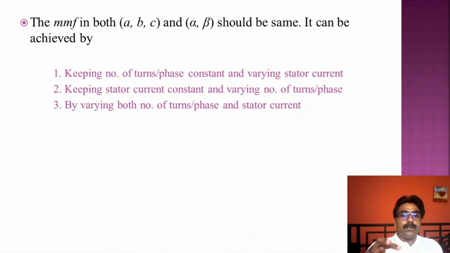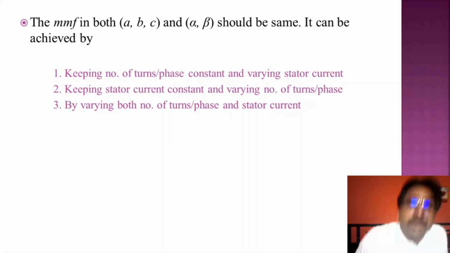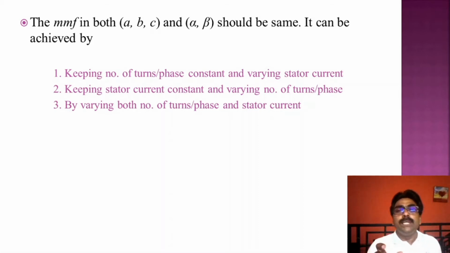The MMF produced by the two-phase system should be the same as the MMF produced by the three-phase system. Then only will your transformation become effective. And it can be achieved by three different techniques: by keeping the number of turns per phase constant and varying only the stator current, or by keeping the stator current constant and varying the number of turns per phase, or the third technique is varying both of them.